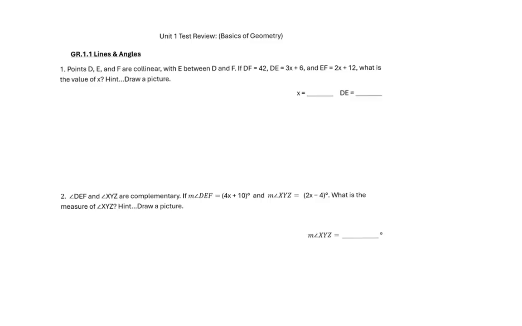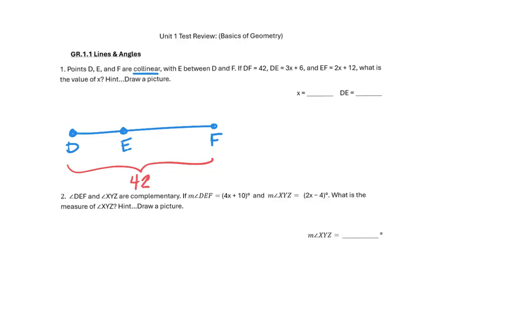First question says, points D, E, and F are collinear. That word collinear means that those points are on the same line. And it says that E is somewhere between point D and point F. So it could look something like that. All right, it tells me here that DF is 42. So the distance from D to F is 42.